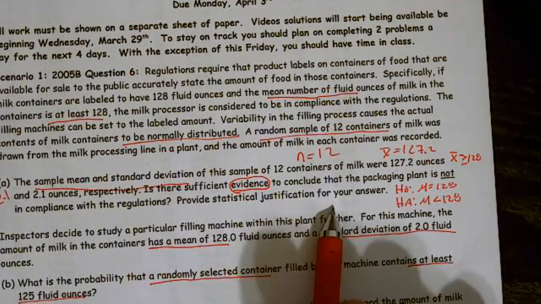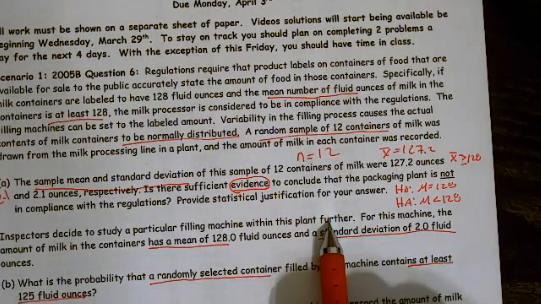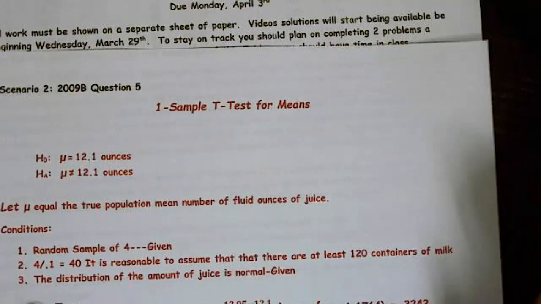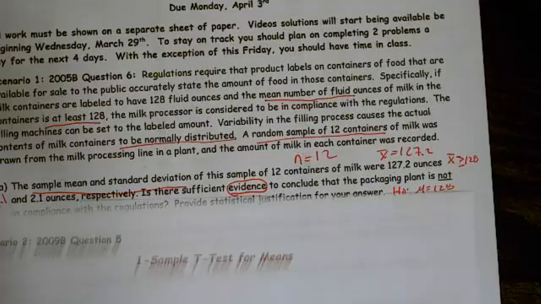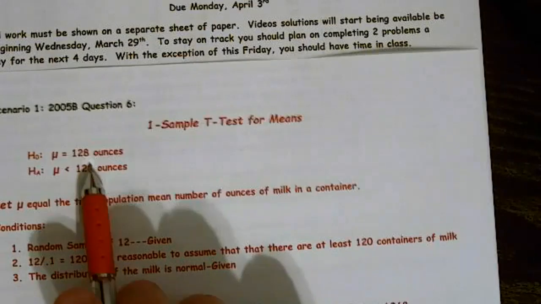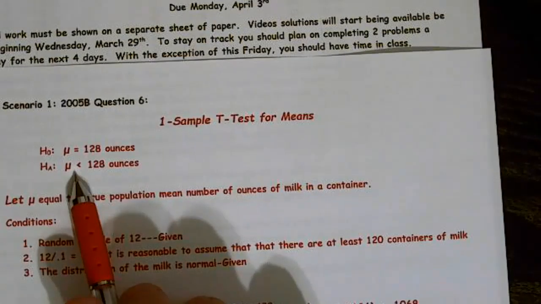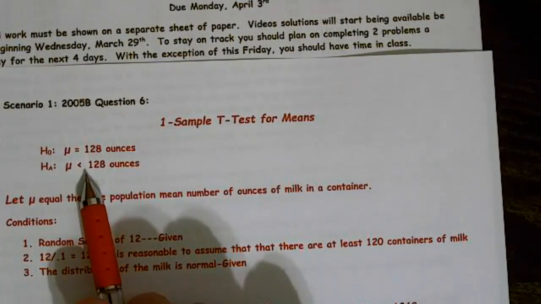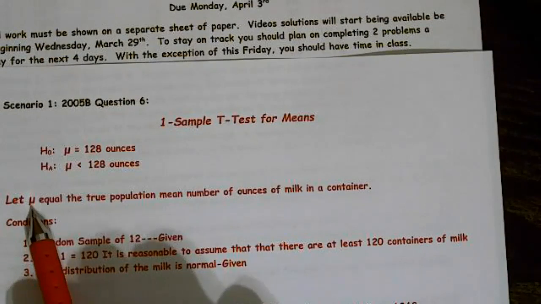We need to provide statistical justification for our work. To speed this up, I've typed this up already. The very first thing we need to do is state our claim. So our claim: the mean is 128. We're in compliance if we're greater than or equal to 128, and out of compliance if we're less than 128. So our claim would be less than 128. We always have to define our parameter.